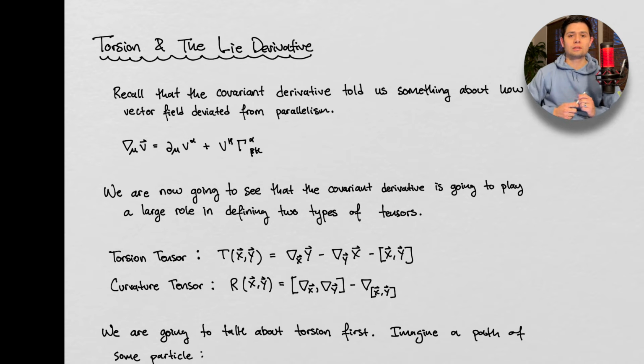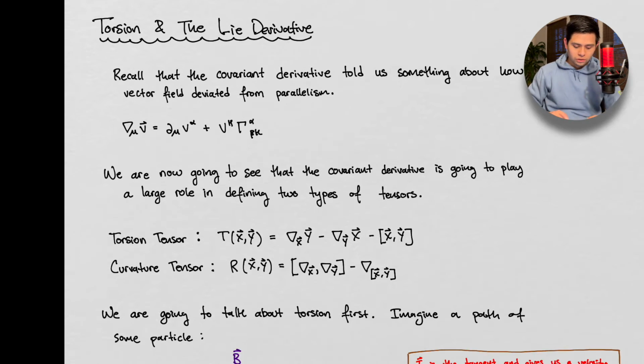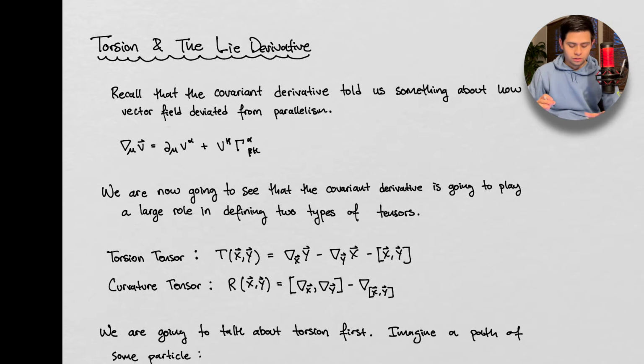Anyways, let's get straight into the topic. So recall that the covariant derivative told us something about how a vector field deviated from this idea of parallelism. The idea that you have a vector at one point in space, and then as it traverses that space-time or the manifold, it can be parallel transported. In other words, some property of sameness is going to be preserved as it travels. And the covariant derivative is going to tell you how much it deviates from that preservation of sameness.